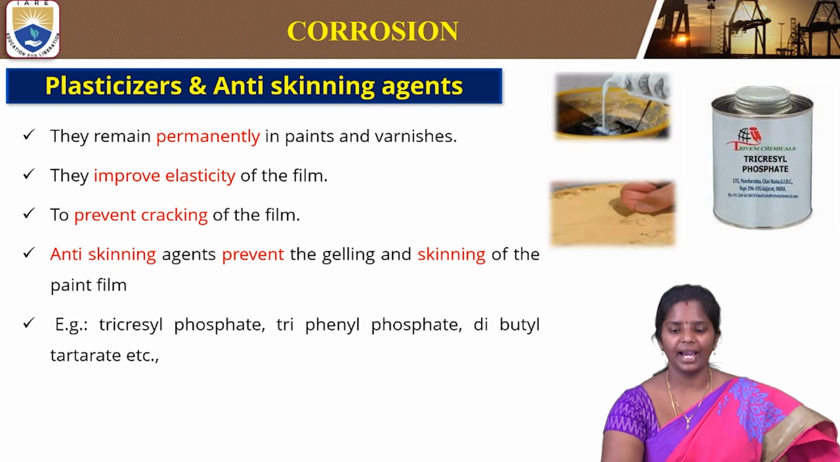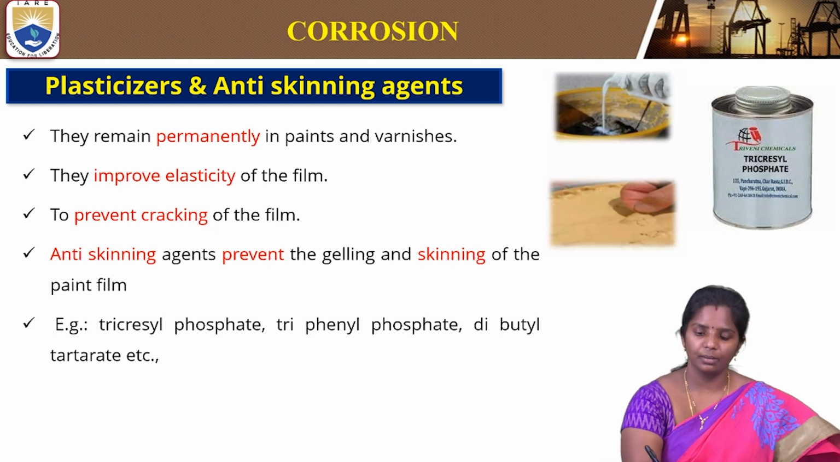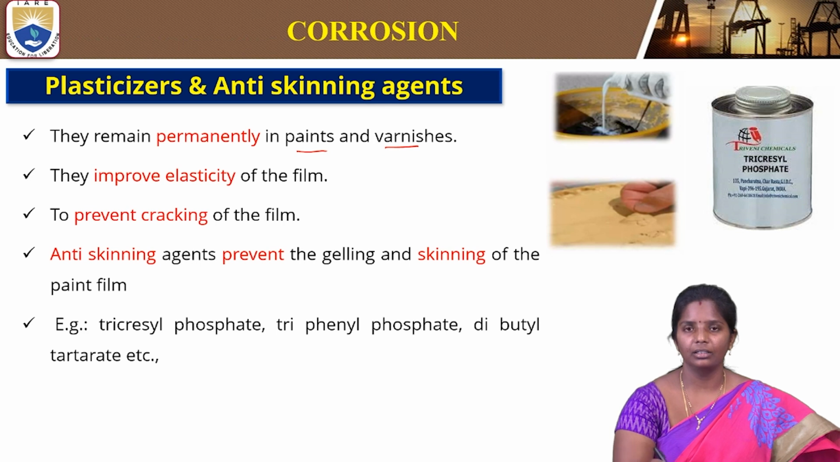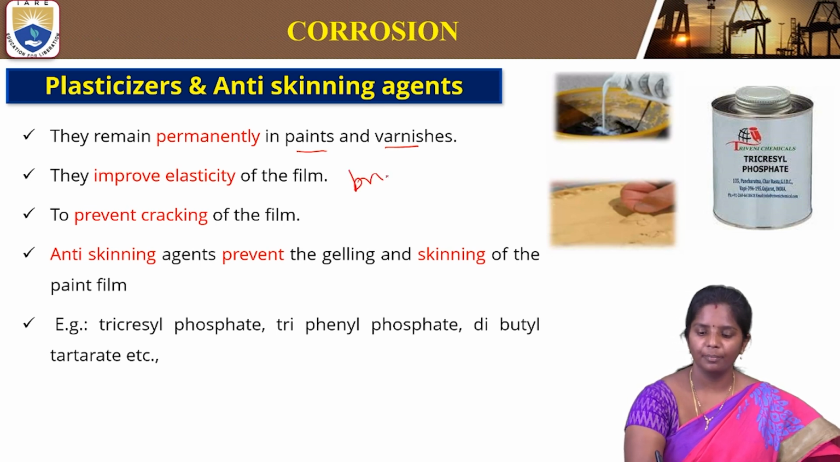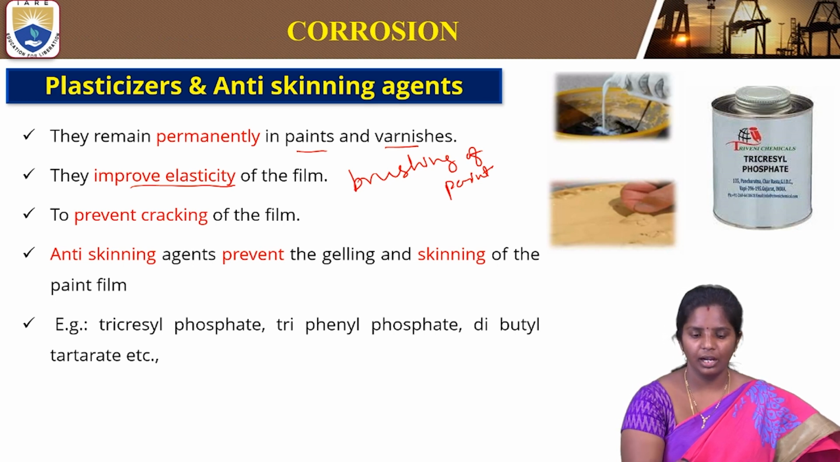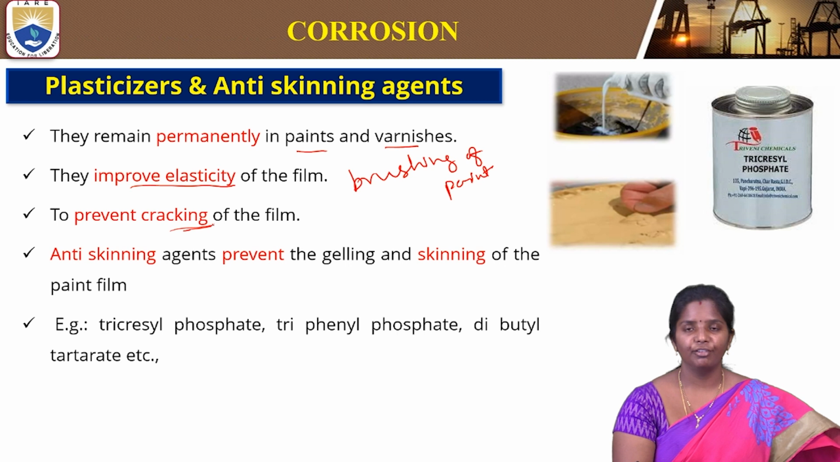Then plasticizers and the anti-skinning agents. What are plasticizers? They are present in the paints and varnishes. They will increase the elasticity, I mean the brushing capability of paint. So they improve the elasticity of the film. So when we are applying paint, it should have the elasticity so that it will spread smoothly and evenly onto the metal surface, and it also prevents the cracking of the film.